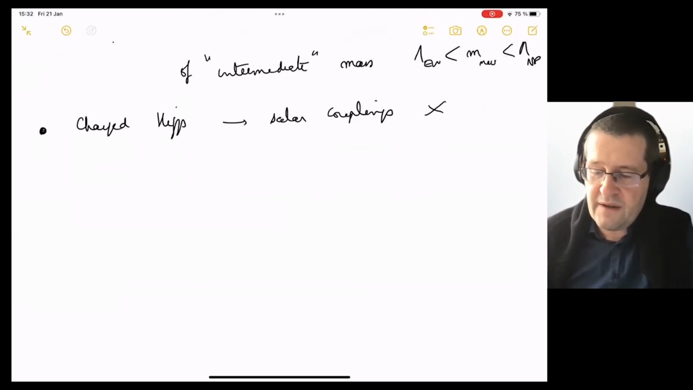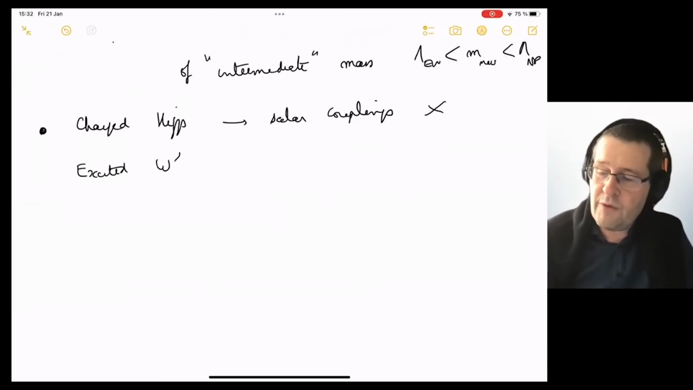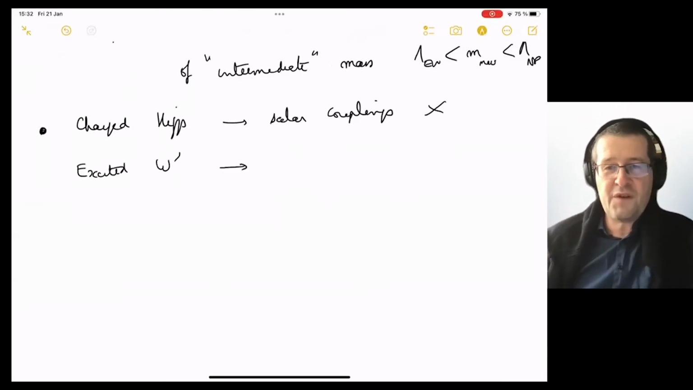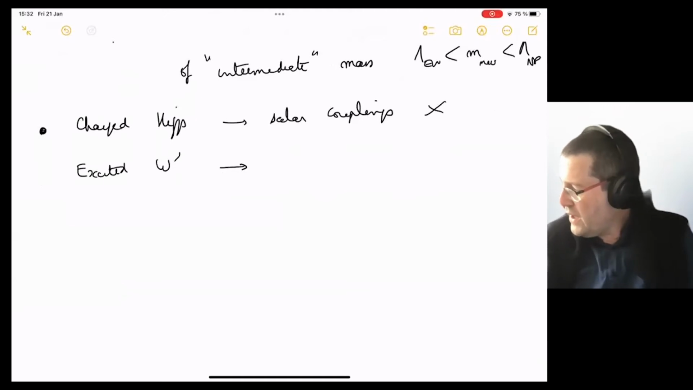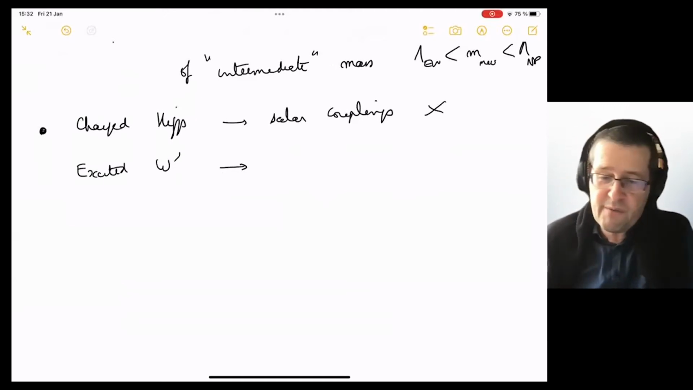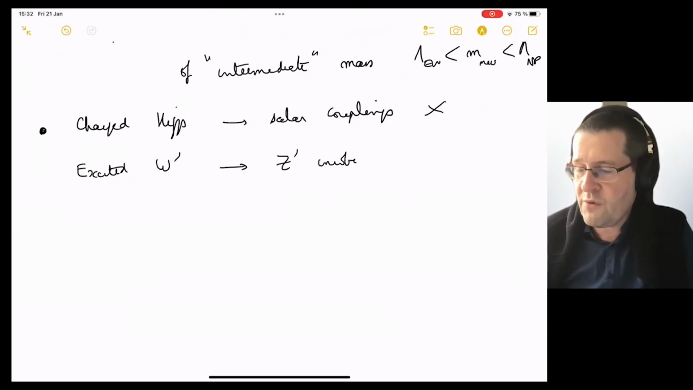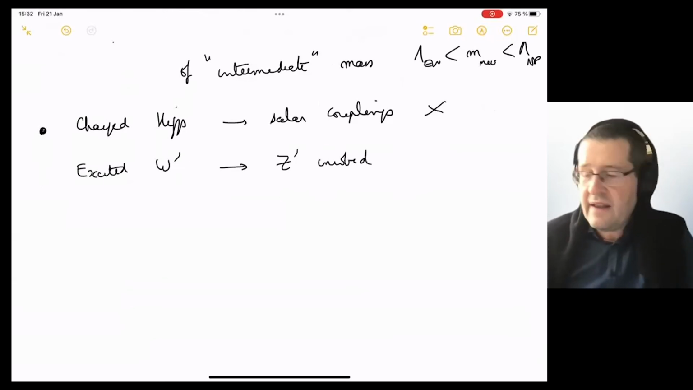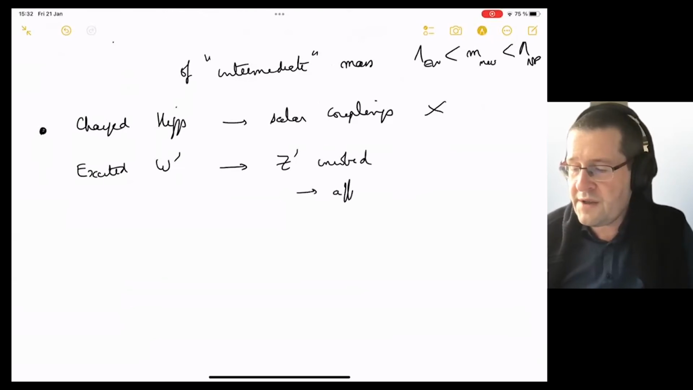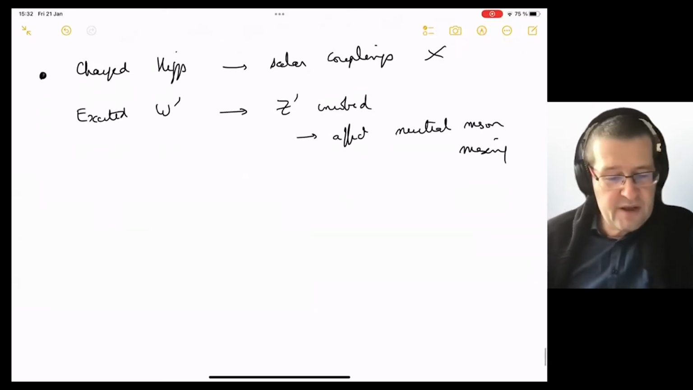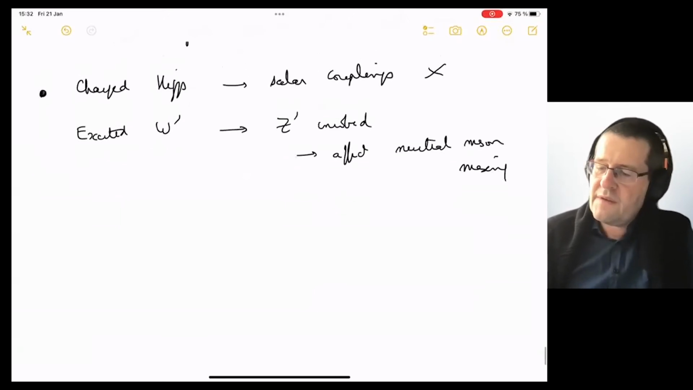Then you could imagine excited gauge bosons, W prime, and actually that would be your most natural idea when you start thinking of how to change the standard model operator. But actually the problem is that here you would have also Z prime involved, because you would think immediately in terms of triplets. And those ones, they would actually affect neutral meson mixing, especially B_d, B_s, especially B_s mixing.